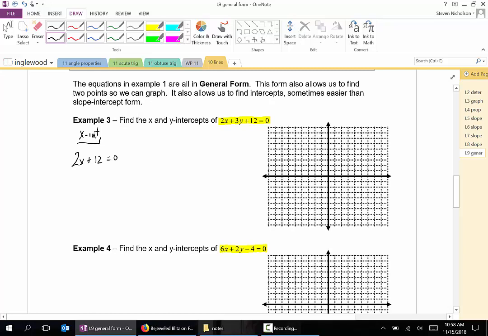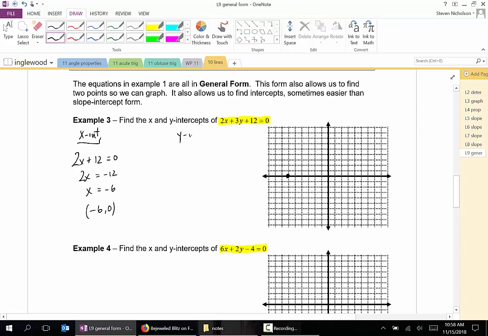Again, 3y, 3 times 0 is 0, so I'm not going to write it down. I'm going to subtract 12 from both sides, and I'm going to divide both sides by 2, and that would be my x-intercept. Remember, we plugged in a 0 for y, so when y is 0, x is negative 6, and I'm going to go ahead and plot that, negative 6 comma 0.